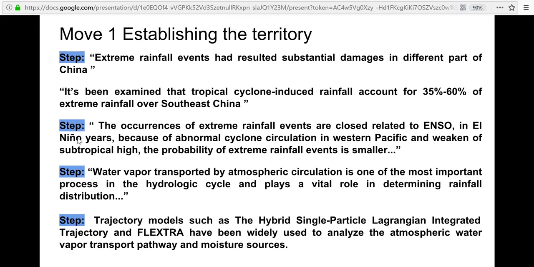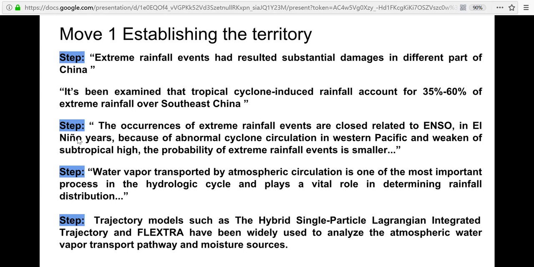Here, I claim the centrality of the topic: water vapor is a very important process in the hydrological cycle, to indicate why we need to know where the water vapor comes from, or in other words, the moisture sources. These are the keywords in this article.